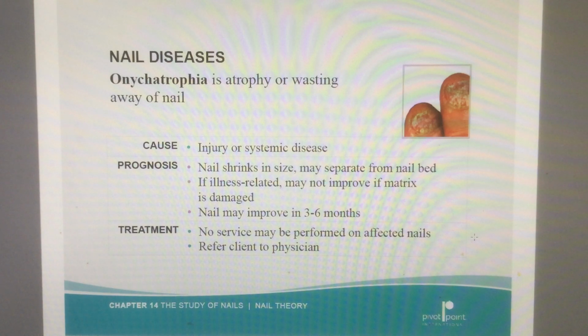Onychotrophia is atrophy or wasting away of the nail. The cause is injury or systemic disease. So this is something that the person can have within themselves. Any systemic disease means that it's running through their system. As far as the prognosis, what the client will see, what you will see, is that the nail shrinks in size, may separate from the nail bed. If illness related, it may not improve if the matrix is damaged. If injury related, the nail may improve in about 3 to 6 months. Remember, they're slow to recover from some of these things. And as far as the treatment, no service may be performed on the affected nails, and refer the client to a physician.